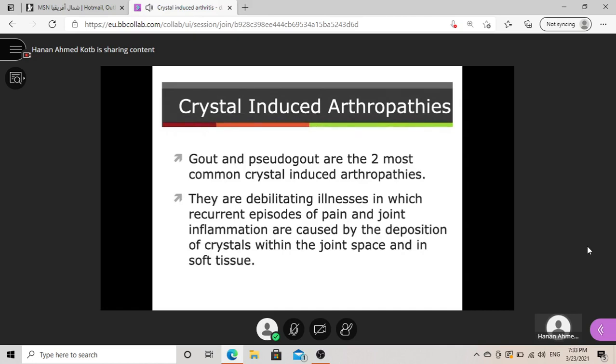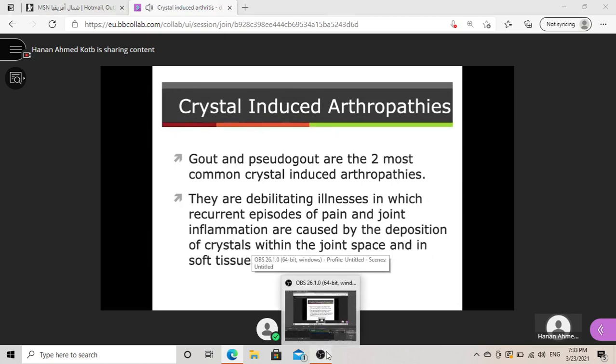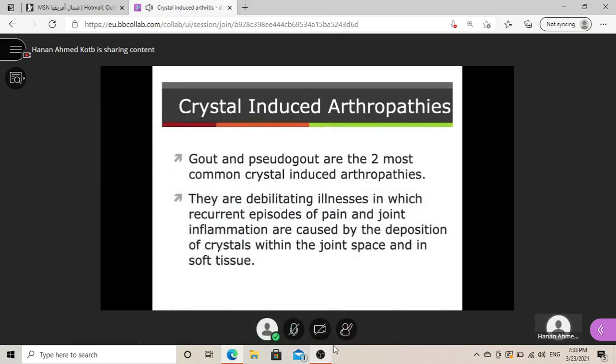What is their importance? They are debilitating illnesses in which there are recurrent episodes of pain and joint inflammation. How does the joint inflammation manifest? The patient has symptoms of pain, maybe redness, maybe hotness, of course swelling, limitation of range of movement, and functional deficit. For example, in the lower extremities, the patient is unable to walk. Signs include tenderness when we touch the joint, pain on limitation of range of movement, and detection of effusion.